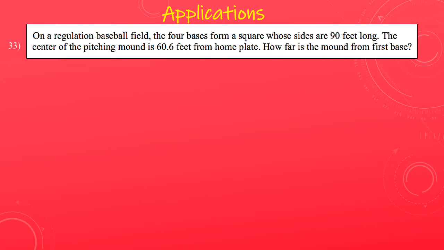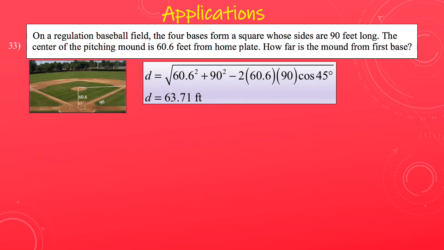Number 33 reads, on a regulation baseball field, the four bases form a square whose sides are 90 feet long. The center of the pitching mound is 60.6 feet from home plate. How far is the mound from first base? The picture is clear. We see the pitching mound and the plate 60.6 feet away.